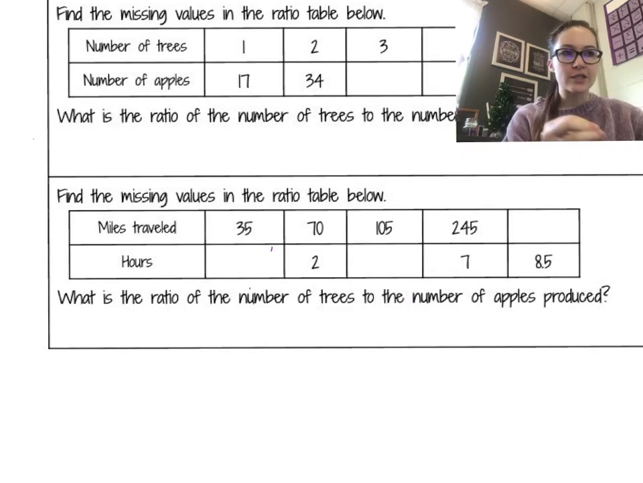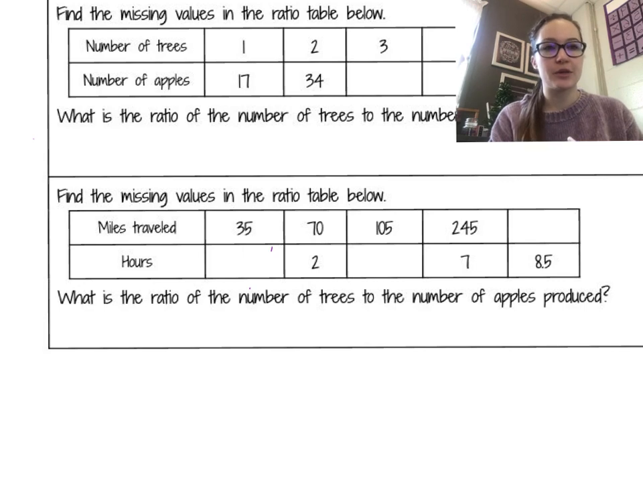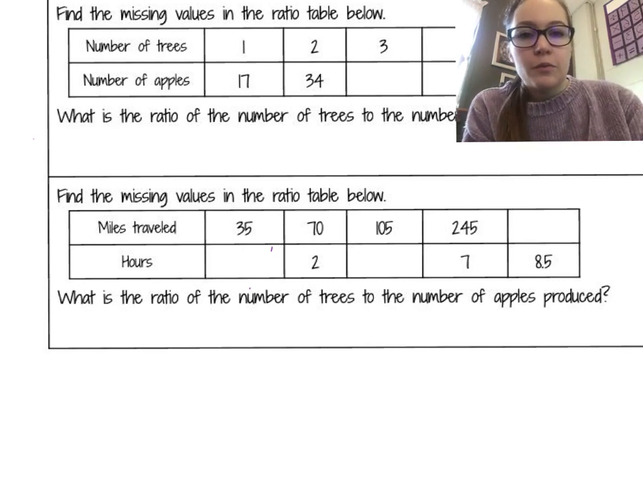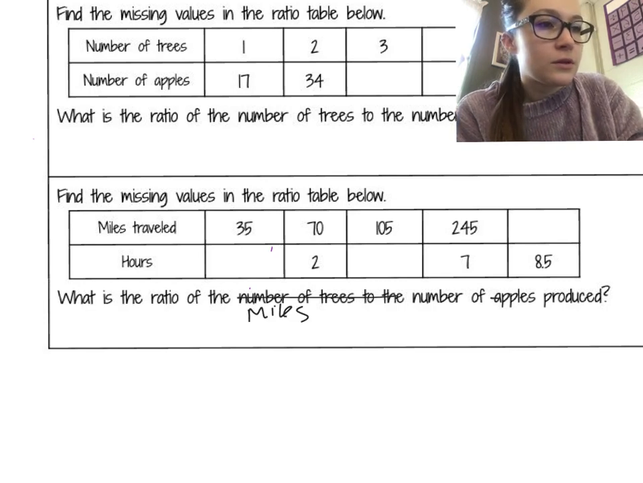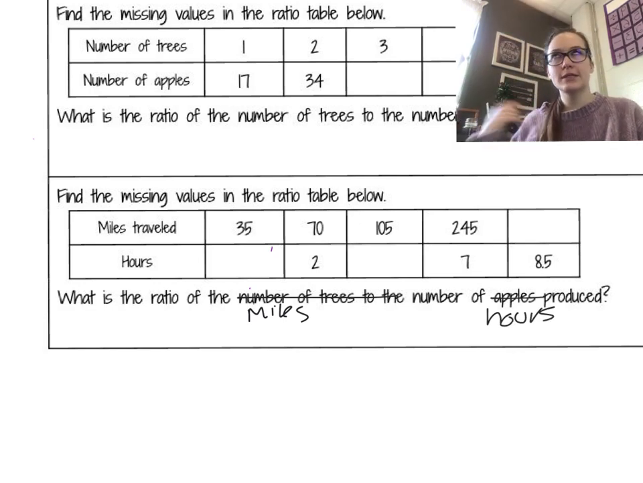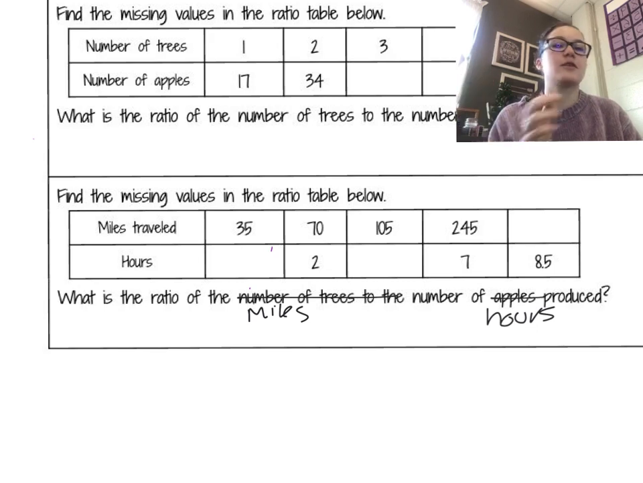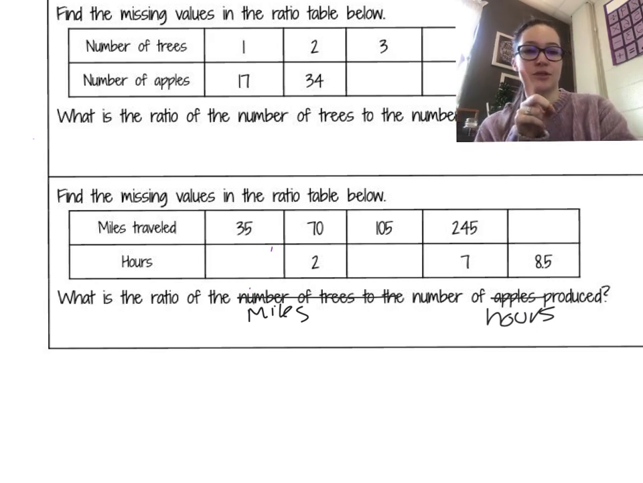Okay, so I'm going to show you how to do the second table using equivalent ratios. With the apples, we did it by adding, so I'm going to show you another way to do it. First of all, this should say the ratio of miles to hours. I copied and pasted. I didn't fix it. Happens all the time. So with equivalent ratios, I'm going to take one of the ratios. Let's take 70 to 2.